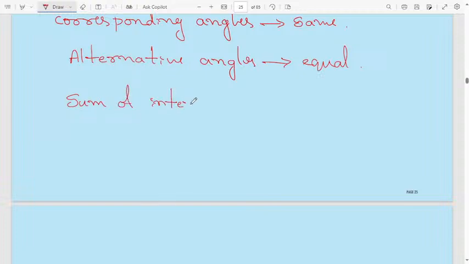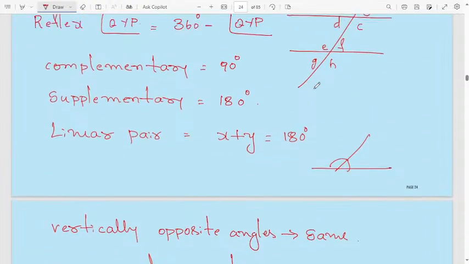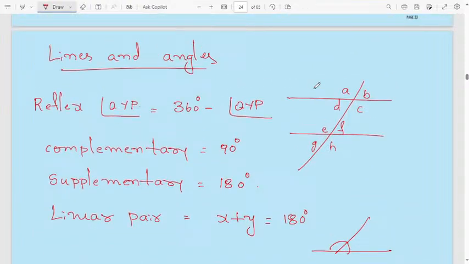Sum of interior angles will be 180 degrees. Interior angles means, here I will give the example. Interior angle C. Okay, wait a minute. These are the interior angles: C plus F, D plus F.